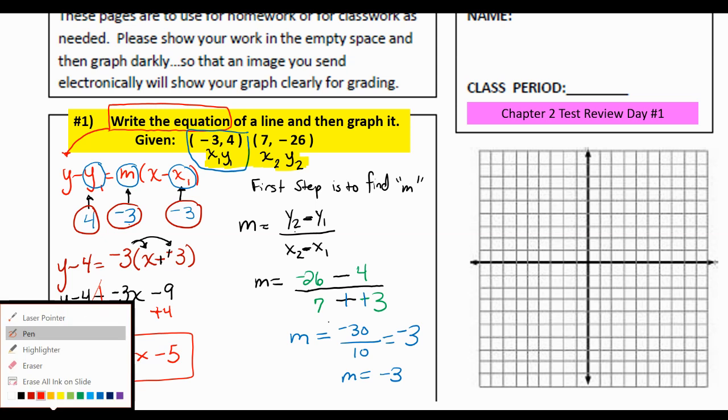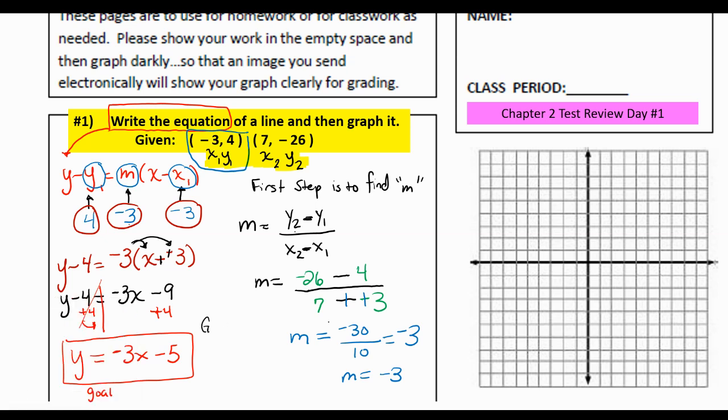Now we need to graph it, because that's what the direction says. Write the equation of a line, and then if you read the directions, it says then graph it. So when we have y equals mx plus b, the m is how you move. So the m here is negative 3 over 1. You just make it look like a fraction.